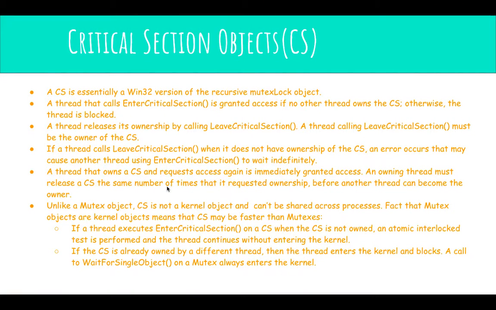Critical section objects (CS). A CS is essentially a Win32 version of a recursive mutex lock object. If a thread calls LeaveCriticalSection when it does not have ownership of the CS, an error occurs. This error may cause another thread using EnterCriticalSection to wait indefinitely. Unlike a mutex object, a CS is not a kernel object and can't be shared across processes. The fact that mutex objects are kernel objects means that a CS may be faster than a mutex.